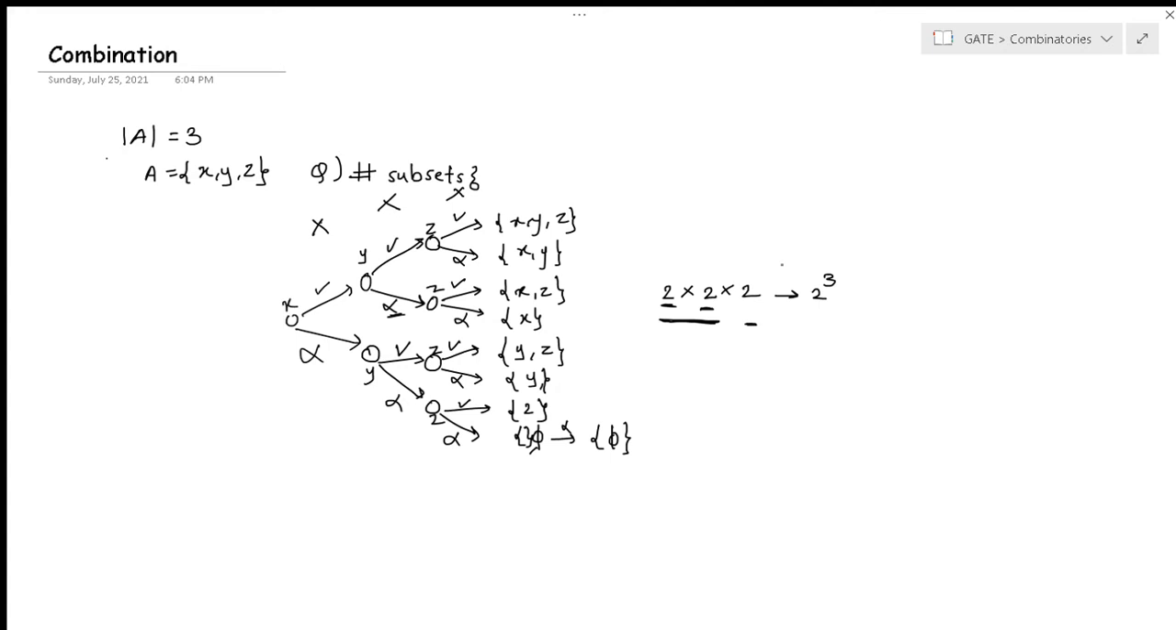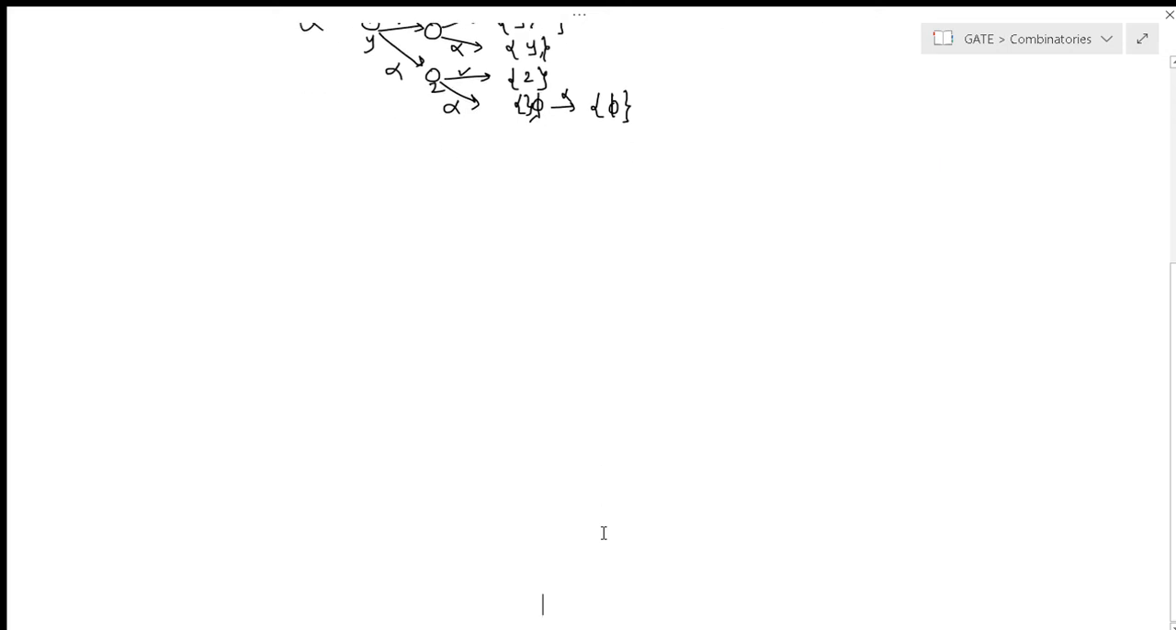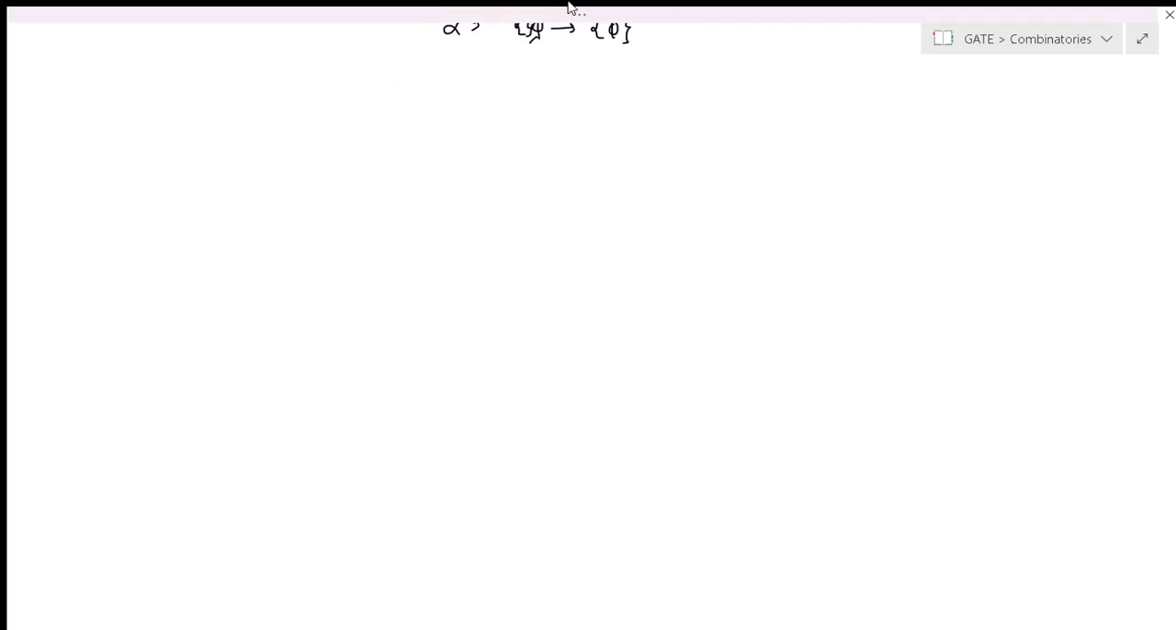I hope this was the pretty easy part till now, and I hope you have enjoyed it. So now let's dive deeper. So we understood that if I have m elements, the total number of subsets would be 2 raised to m. This seems very easy and understandable.